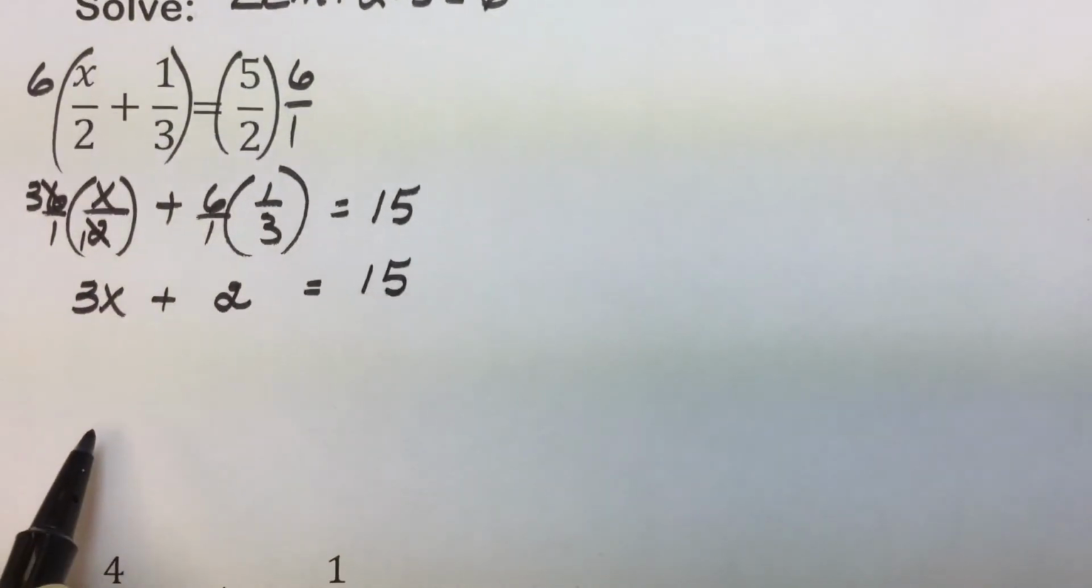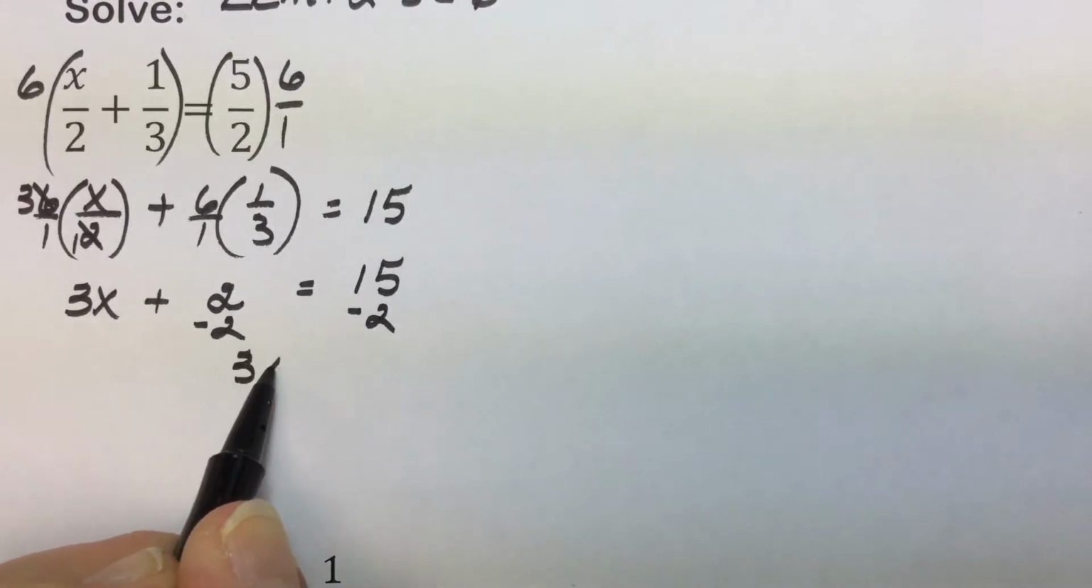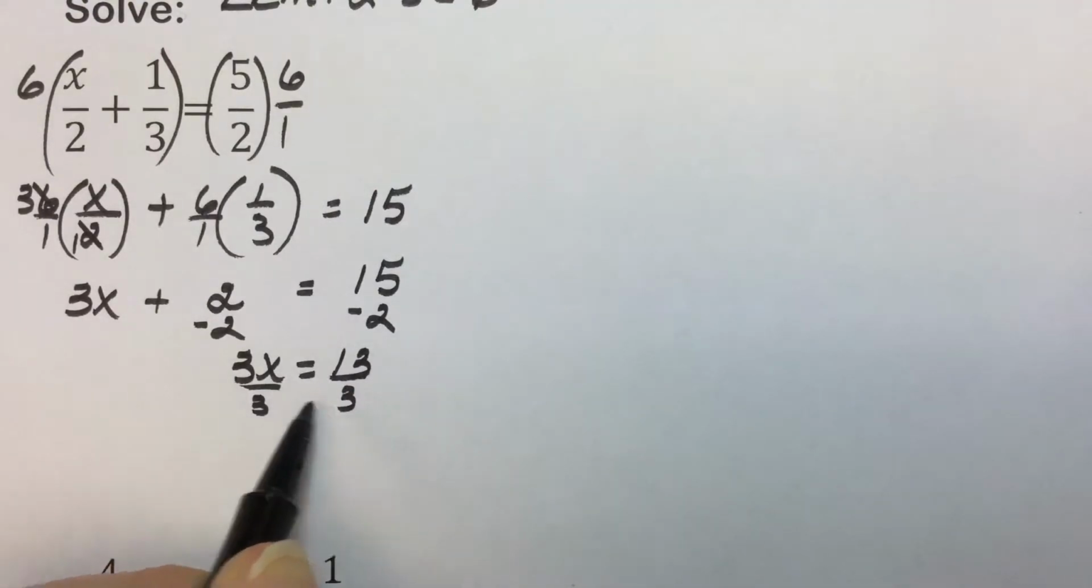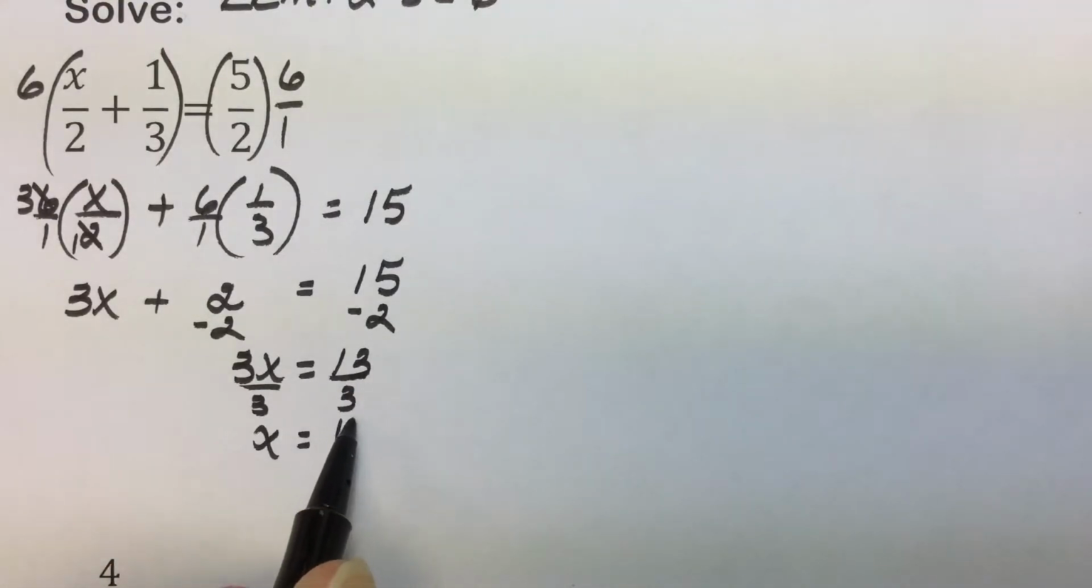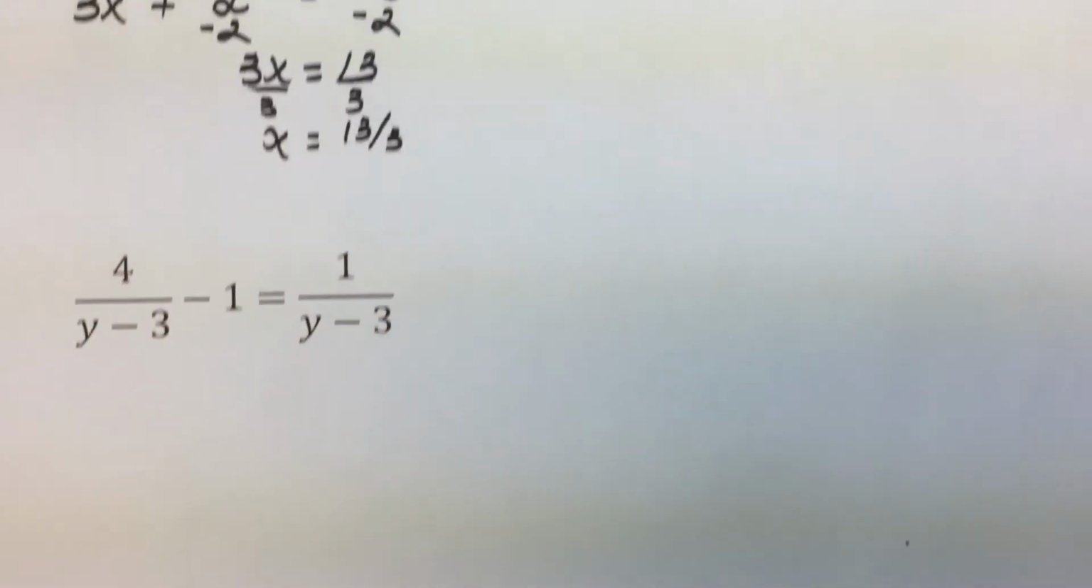Solving then, we will subtract 2 from each side. 3x is equal to 13, and to solve for the variable, undo multiplication with division, which gives us 13/3. We would want to check this solution in the original equation to verify that we have solved it correctly.